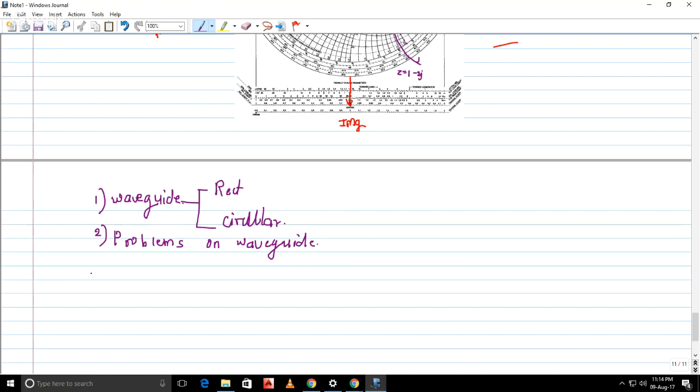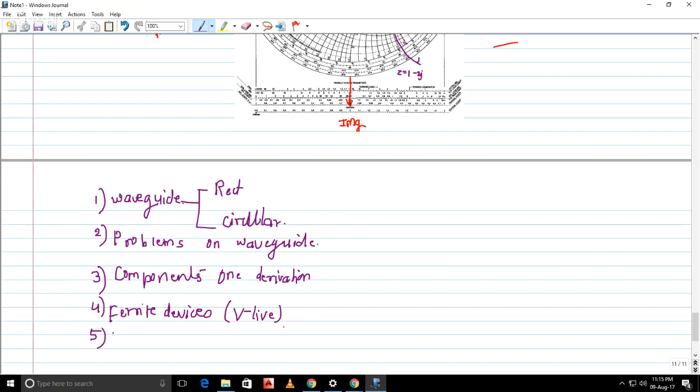And then third we will have devices or components of waveguides. One derivation will surely be there on components. We have done it in class. Then there will also be ferrite devices, of which notes will be uploaded by Friday on VLive. So you can check on VLive to get the notes on this.